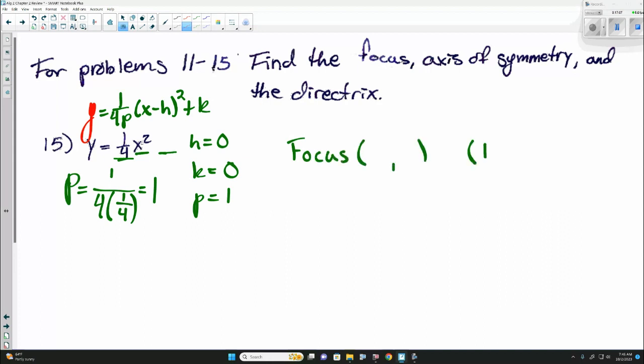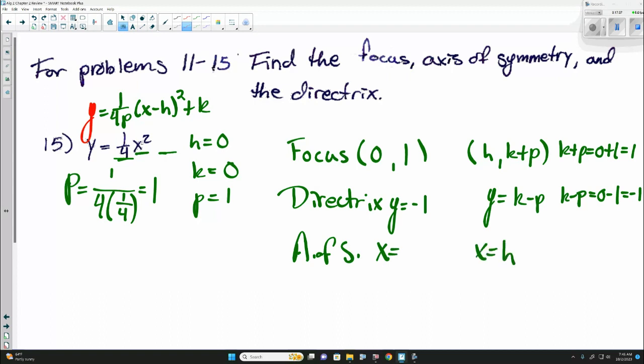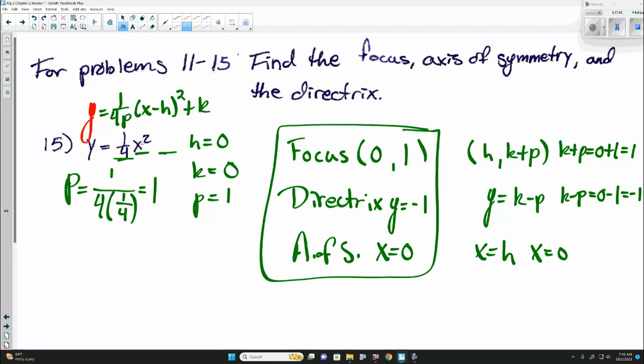Now our focus, again, is the point h comma k plus p. H is 0. K plus p would be 0 plus 1, which incidentally is 1. Now the general form for the directrix is k minus p. Our k minus p would be 0 minus 1, which would be negative 1. And our axis of symmetry, x equals h in the general form. Well, h is 0, and we get this here.